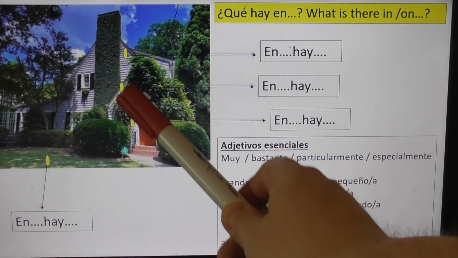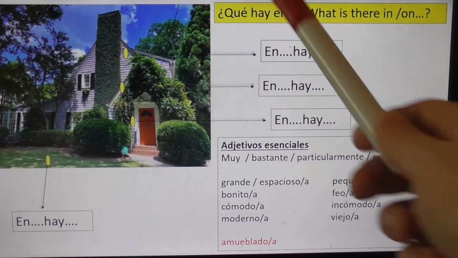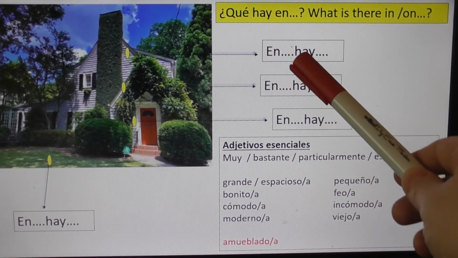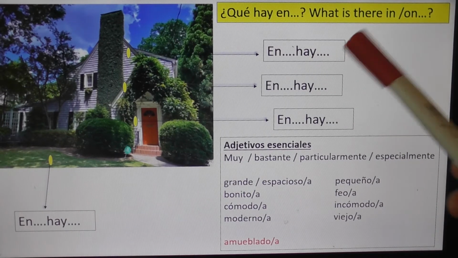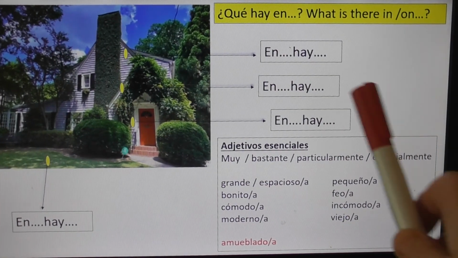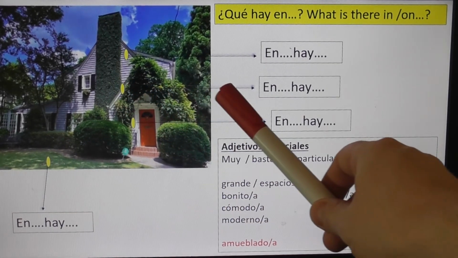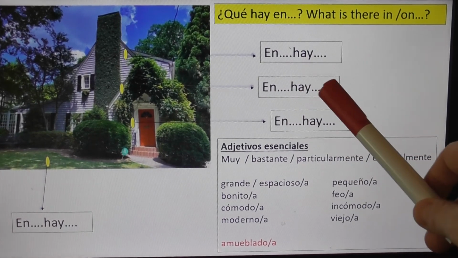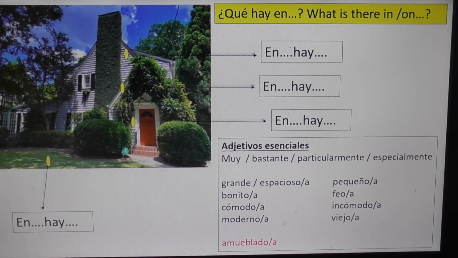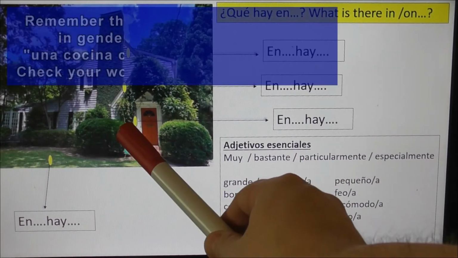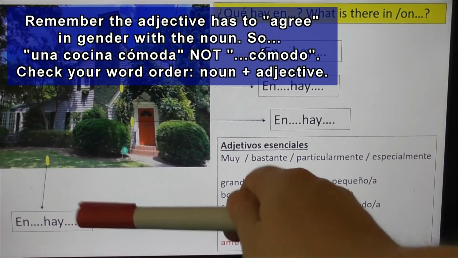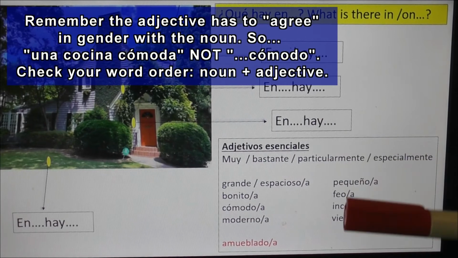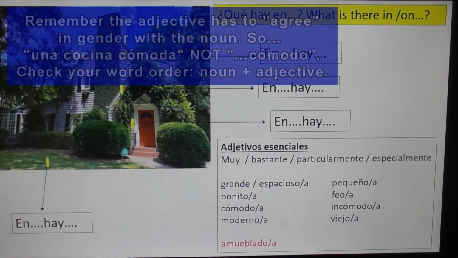So, for example, if I wanted to say in the attic there is an office, I'm going to say en el ático hay una oficina. If I wanted to say on the first floor there is a bedroom, en la primera planta hay un dormitorio. And what about on the ground floor there is a comfortable kitchen? En la planta baja hay una cocina cómoda.